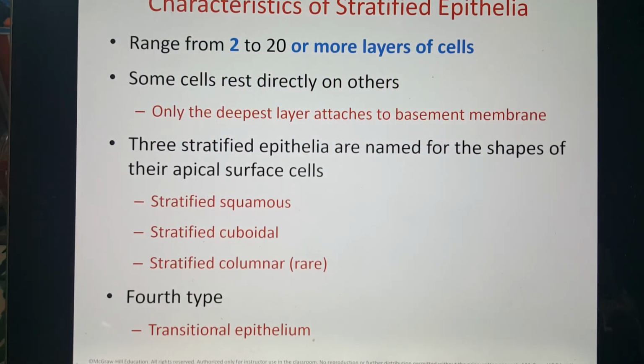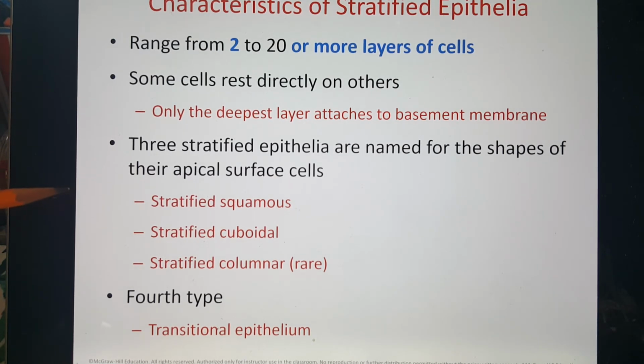Okay, moving on to stratified epithelial. So at least 2 layers of cell. It could be 20 or more layers. So for example, like on the bottom of your foot, really calloused, thick skin. Yeah, that's going to have way more layers of cell. Okay, so in this one, only the bottom or the deepest layer is going to attach to the basement membrane. Everyone else stacks on top.